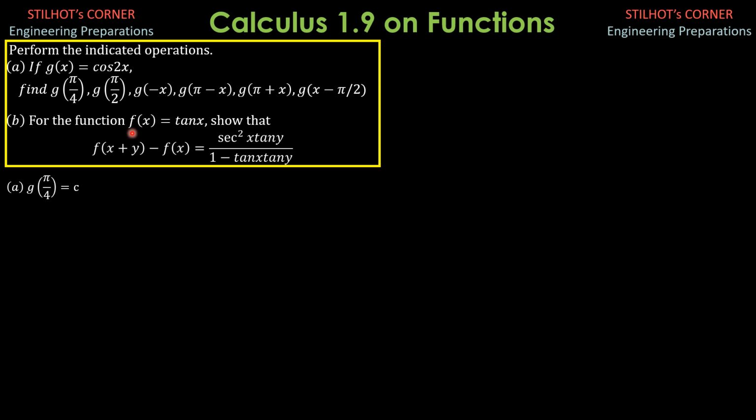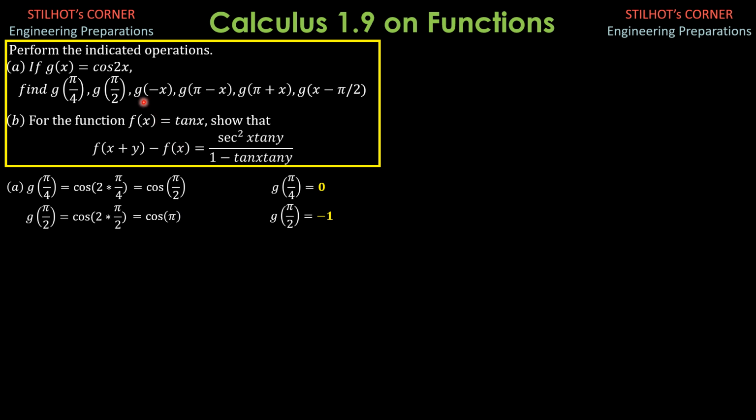So for the first part, g of pi over 4 is cosine of 2 times pi over 4. And cosine of 2 times pi over 4 is cosine of pi over 2, cosine of 90 degrees. We all know in the preceding videos that cosine of pi over 2 or cosine of 90 is 0. So g of pi over 4 is 0. Then g of pi over 2 is cosine of quantity 2 times pi over 2. So it is cosine of pi, and that's 180 degrees. It is in the negative x direction, so it is negative 1. G of pi over 2 is negative 1.